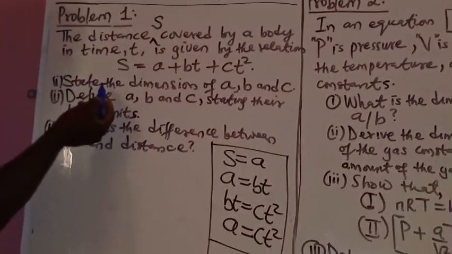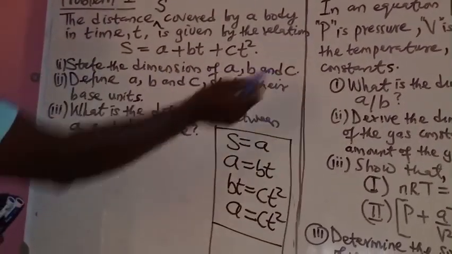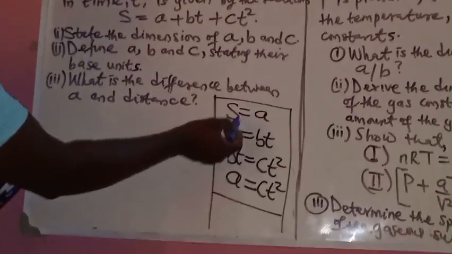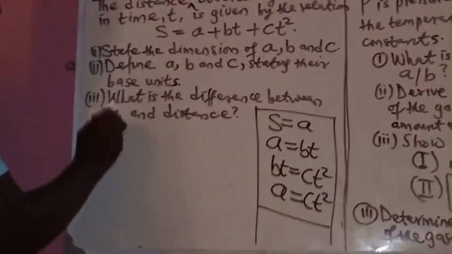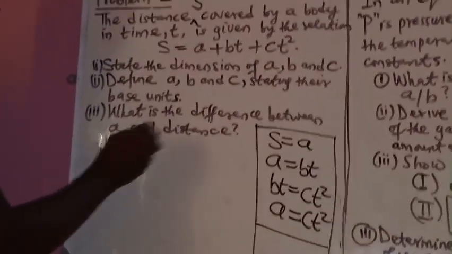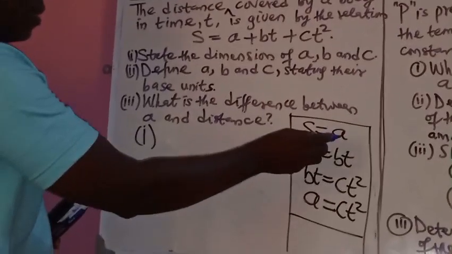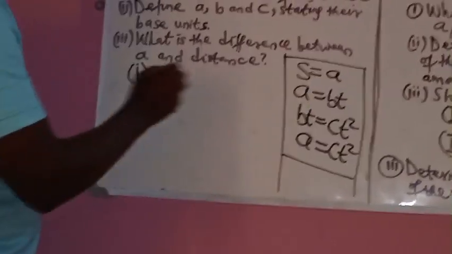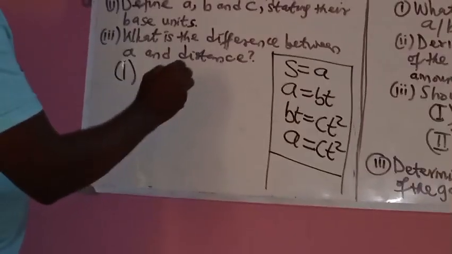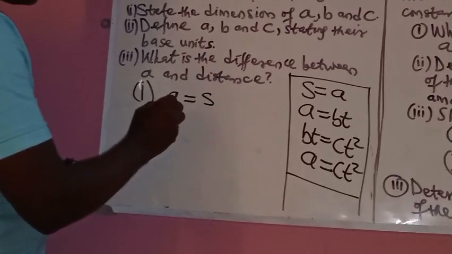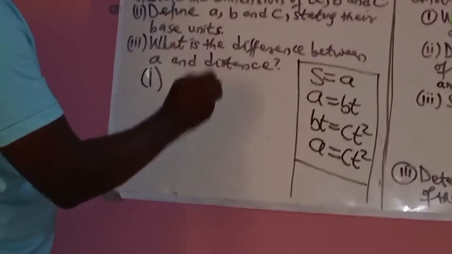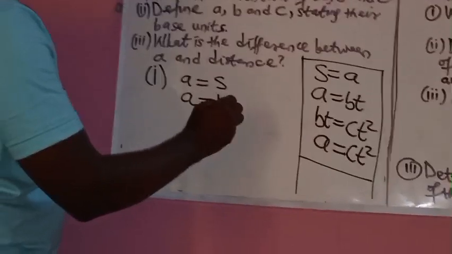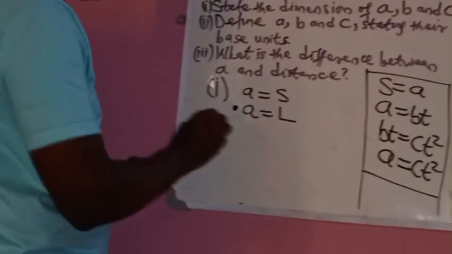Now, they said that we should state the dimension of A, B, and C. Now, don't forget that X is... Let's start with number 1. Okay? A. I want to find A. From here, you can see that A equals to X. And what is X? X is distance. Distance is dimensionally length. So we have A to be this. Okay? Let me bullet this.